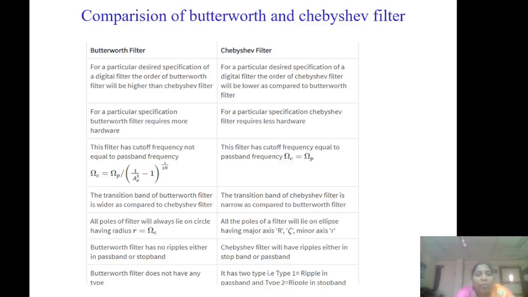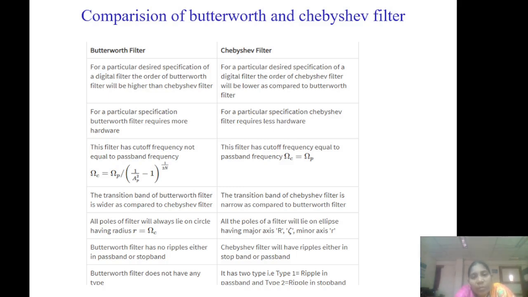In the case of the Butterworth filter, the order will be very high compared to the Chebyshev filter, because only for higher order will the ideal filter response be nearly equal to the approximate filter response. That's why we prefer higher orders for the Butterworth filter compared to the Chebyshev filter.